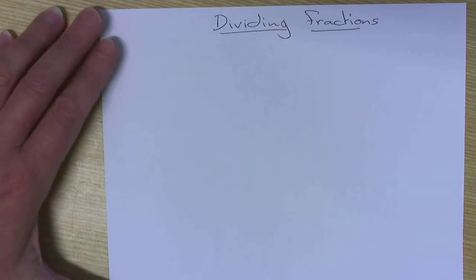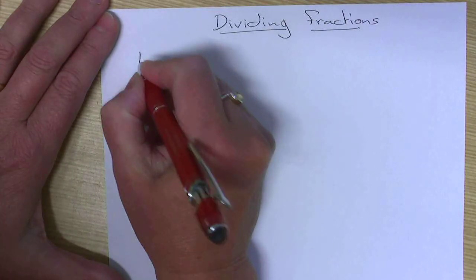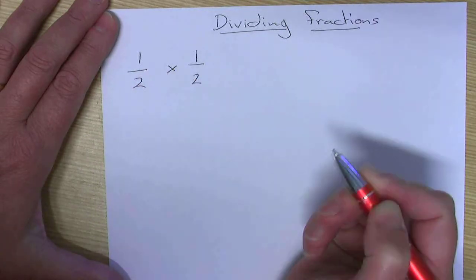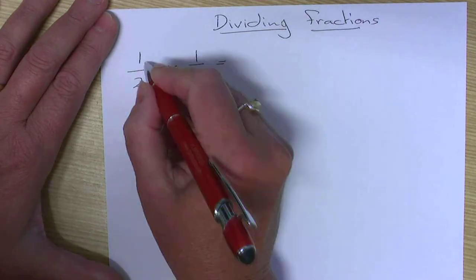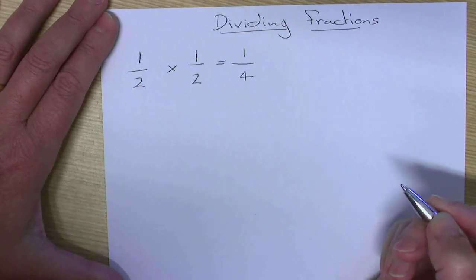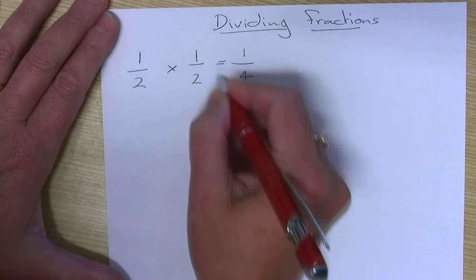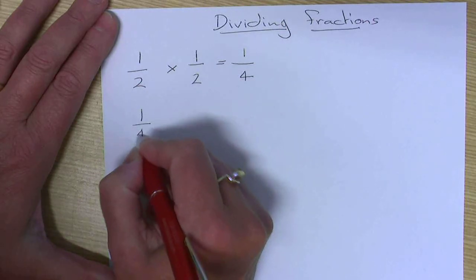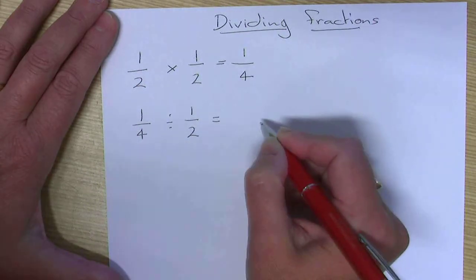Okay, so in this video I'm going to look at dividing fractions. So previously we did multiplying fractions, and we know that division is the opposite of multiplication. So if we start from this premise, if we have a half times a half, or half of a half, that's going to give us 1 times 1, which is 1, and 2 times 2, which is a quarter. Now, when we divide fractions, I should be able to take this quarter and divide it by a half and get a half. So if I take a quarter and divide by a half, my answer should be a half.